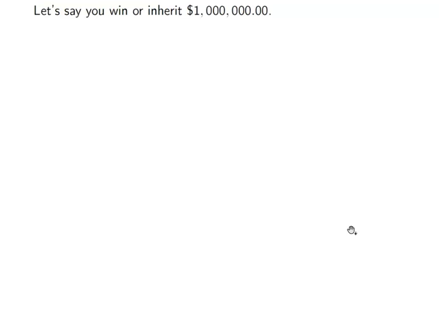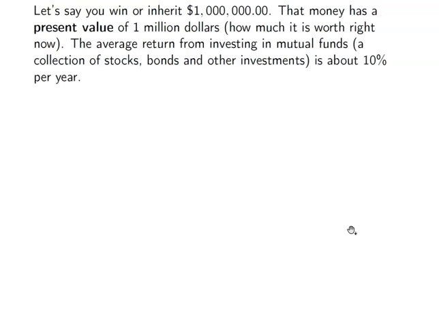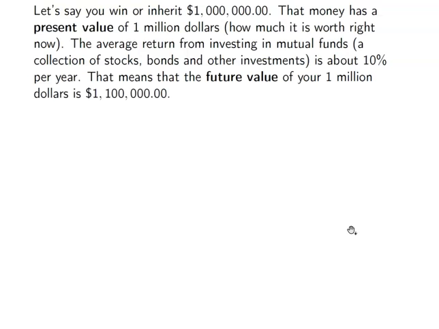So, let's say that we win or inherit $1 million. That money has a present value, the value it is today of $1 million, right? The average return from investing in mutual funds, which is a collection of stocks, bonds, or other investments, is generally about 10% per year. Relatively, especially if you have something good that you're investing in.